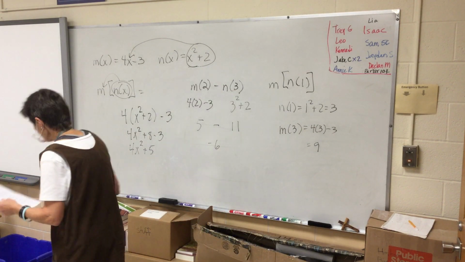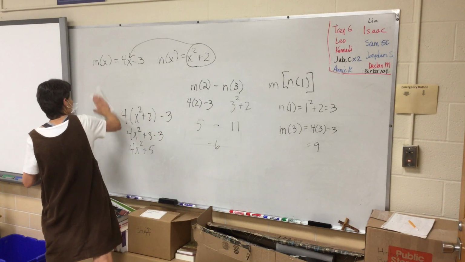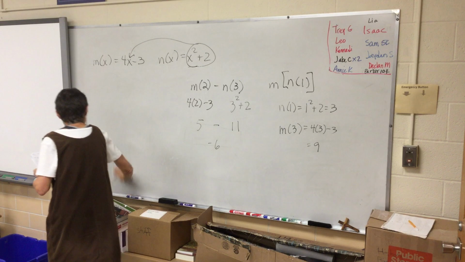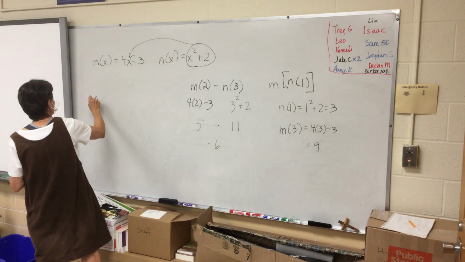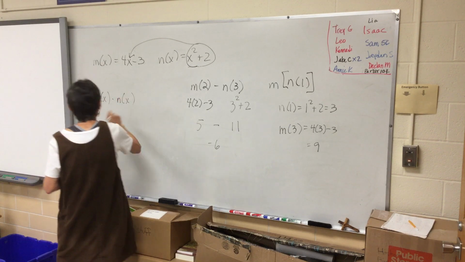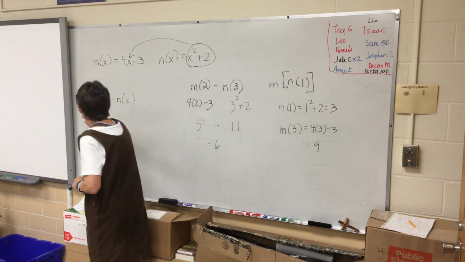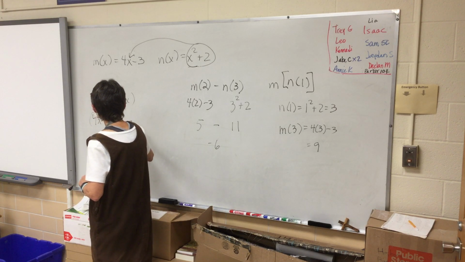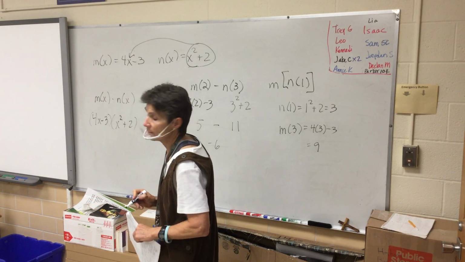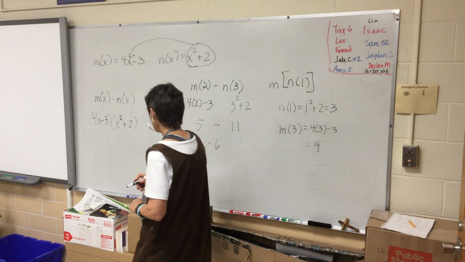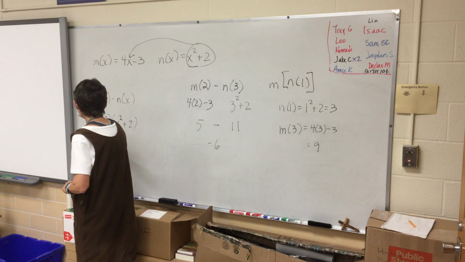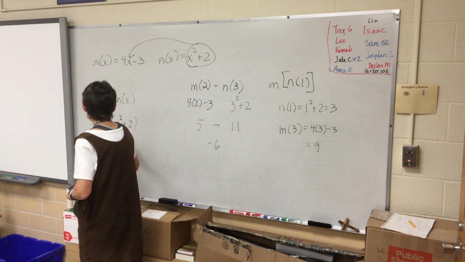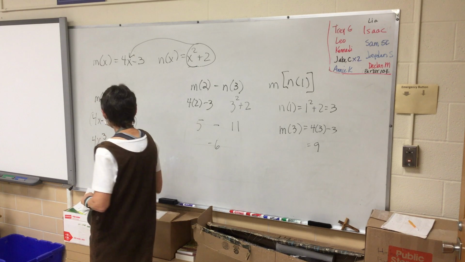And then the last one says take M of X times N of X. So we're just multiplying them. So we're going to take 4x minus 3 times x squared plus 2. So what am I going to do? What operation? I'm going to FOIL. I'm just multiplying them. So I get 4x cubed minus 3x squared plus 8x minus 6.